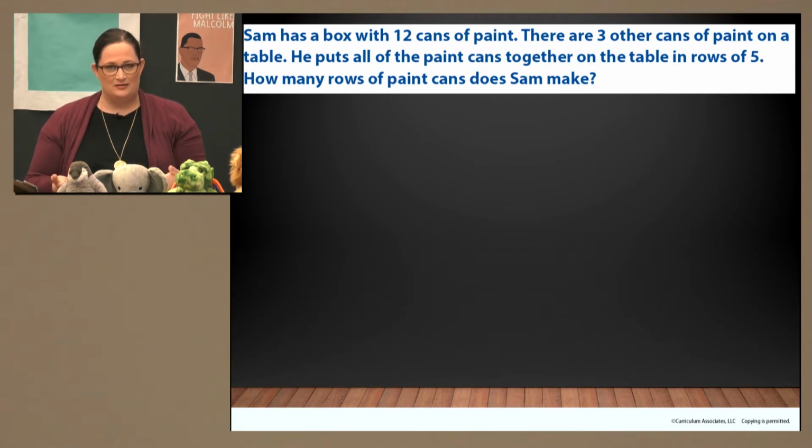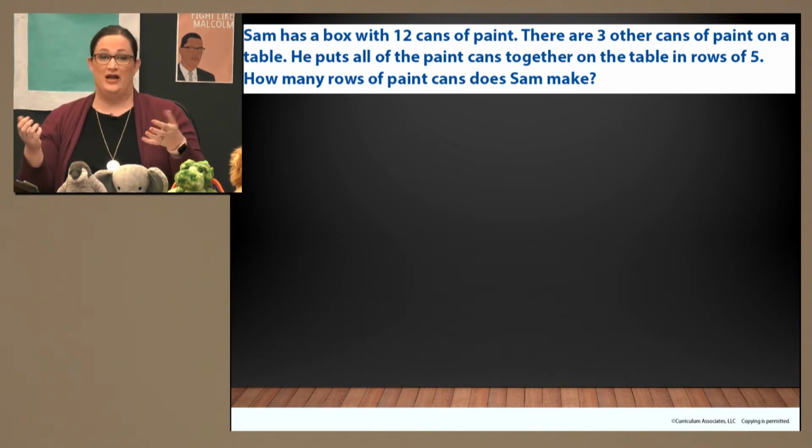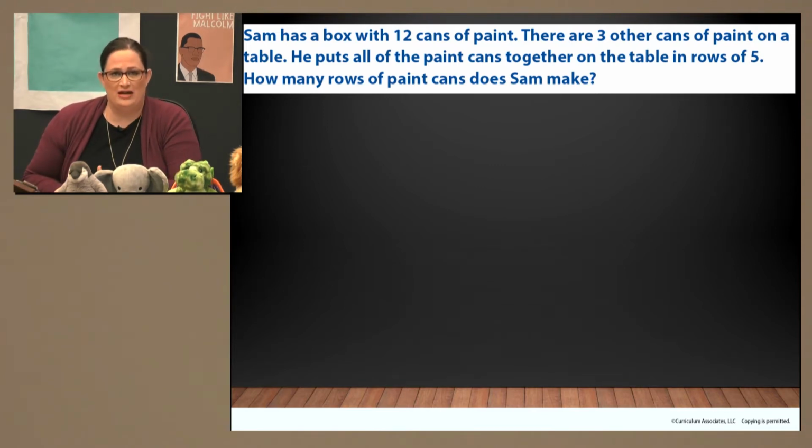What's happening? Right, we have someone with some paint cans. Some are on a table and some are in a box, and they put them all together. And then they line them up in rows. Okay, what's the question we're trying to answer?